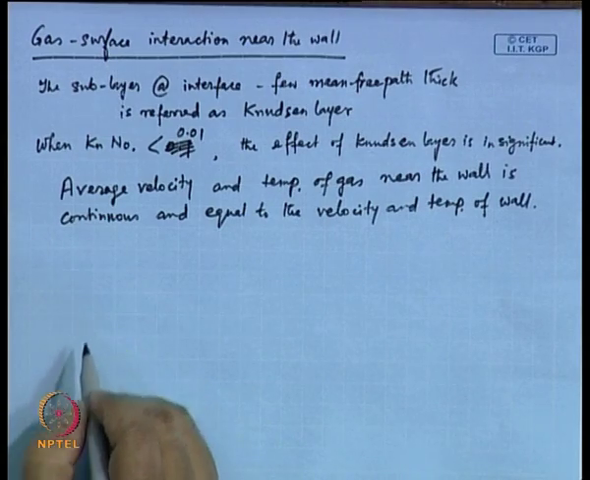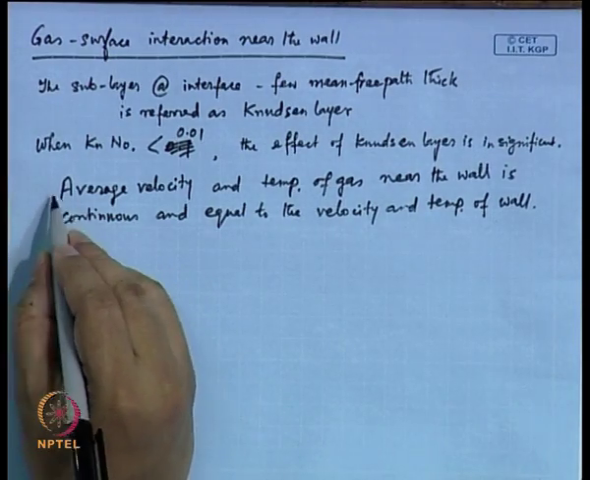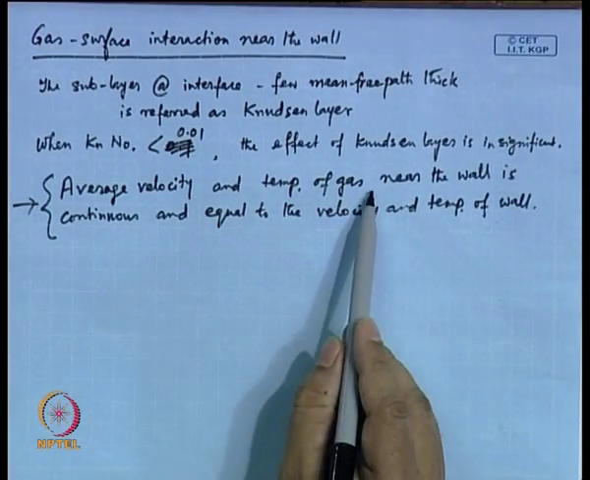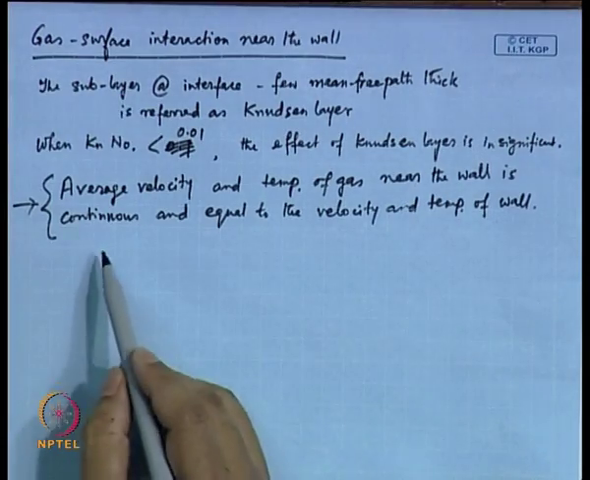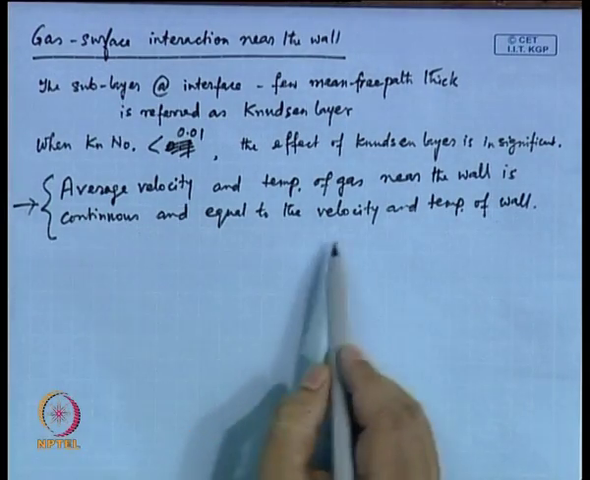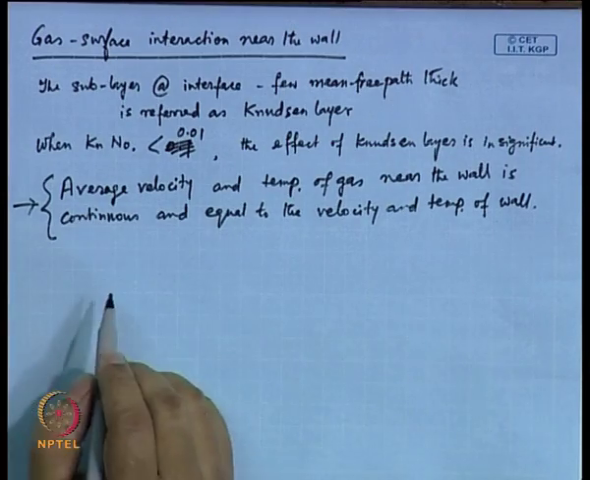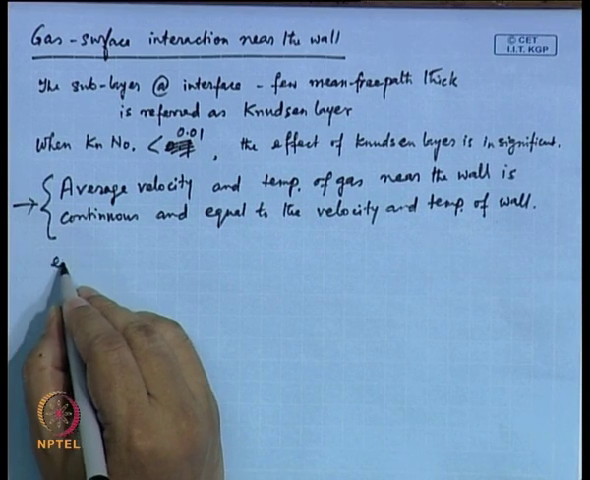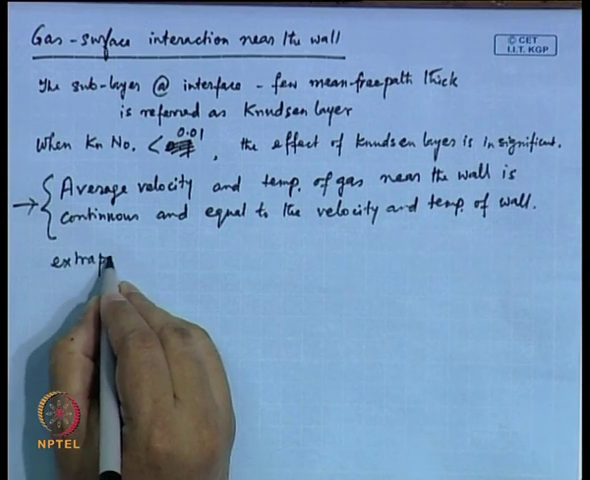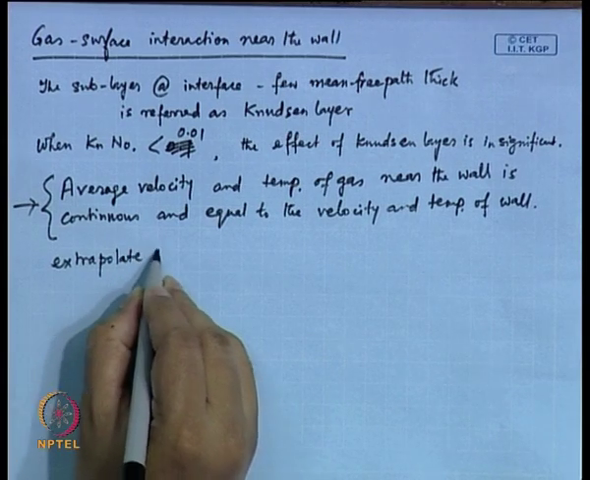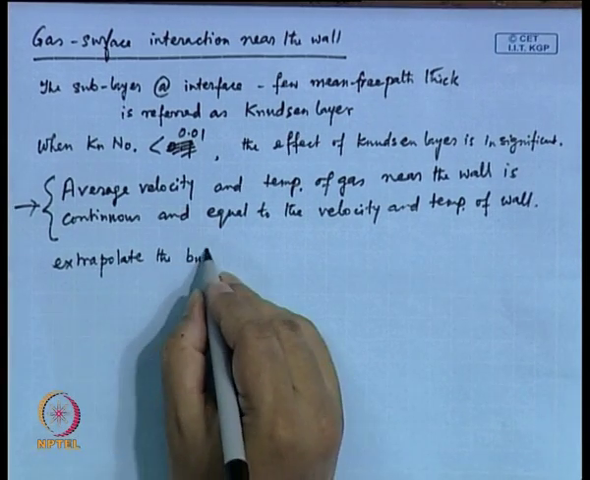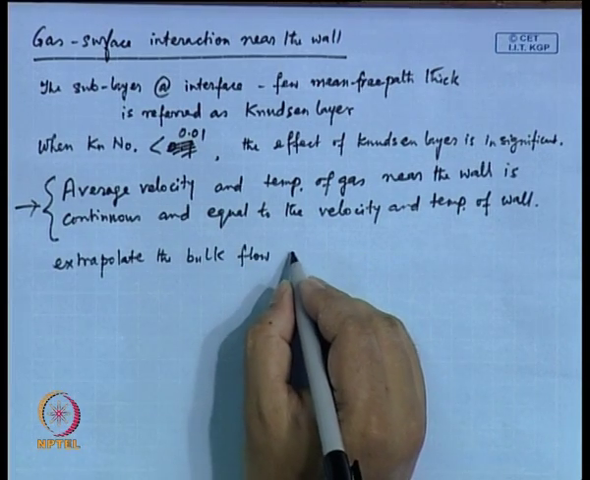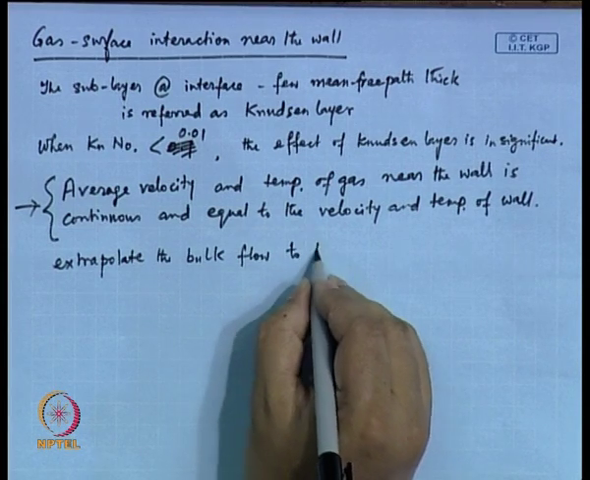Okay. So, if this is the condition, if the average velocity and temperature of gas near the wall can be considered continuous and equal to the velocity and temperature of the wall, then you can assume, or then you can extrapolate, the bulk flow to the surface.